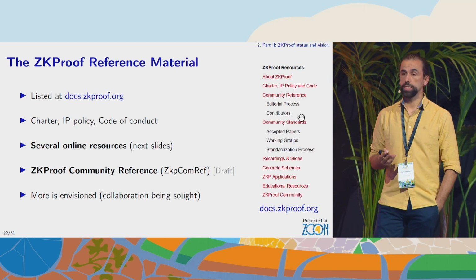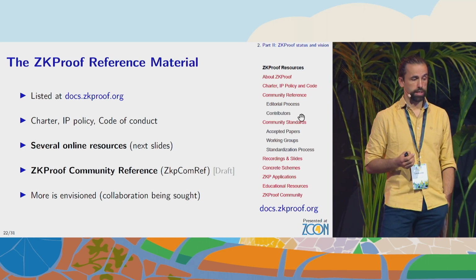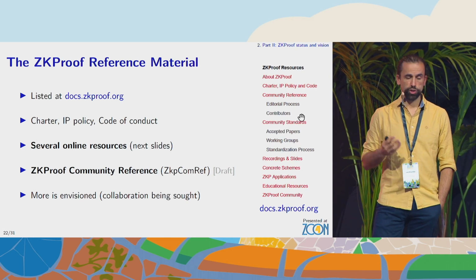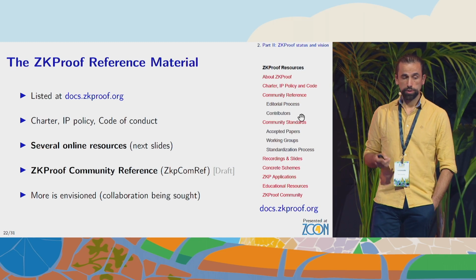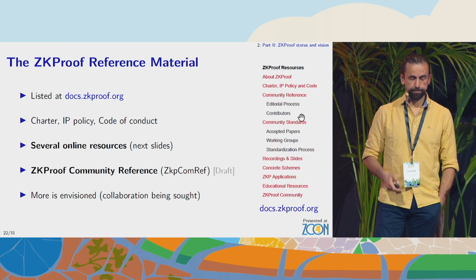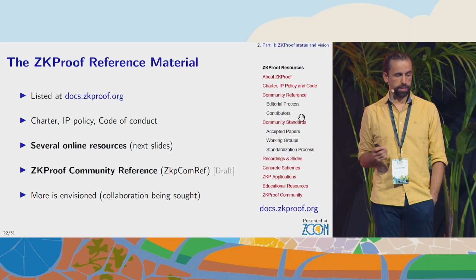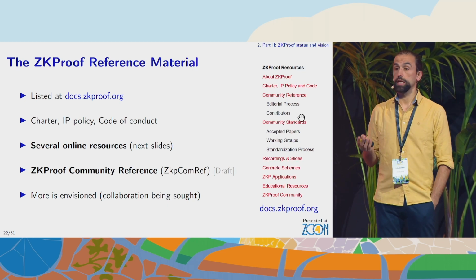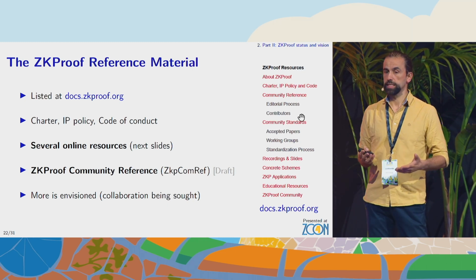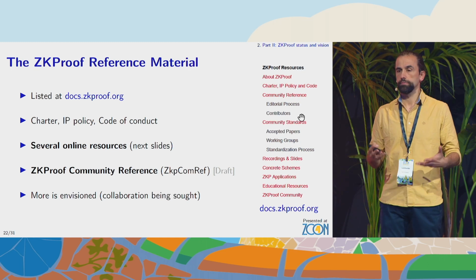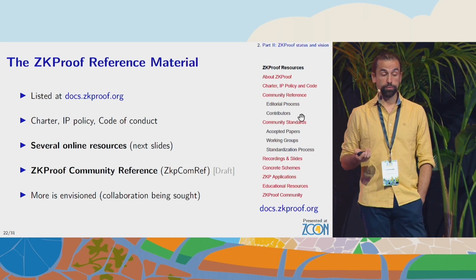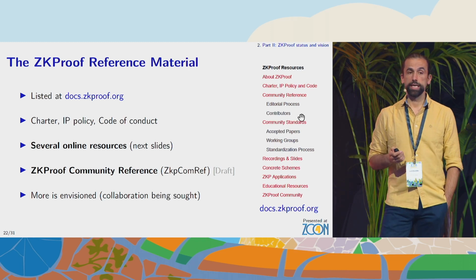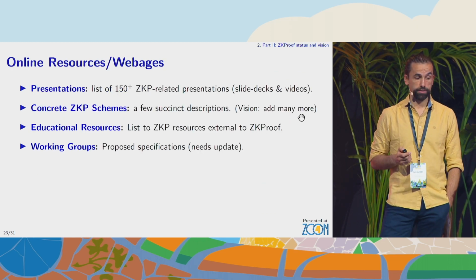So in terms of ZKProof reference material, the things we consider that are useful for education, they're all listed in this webpage, docs.zkproof.org. ZKProof has a charter, an IP policy, and a code of conduct. There are various online resources, as are here exemplified in this right side banner. There's a ZKProof community reference, which in practice is a draft, but it's a main goal of the initiative. And there are other resources that are also envisioned and for which collaboration is very important.